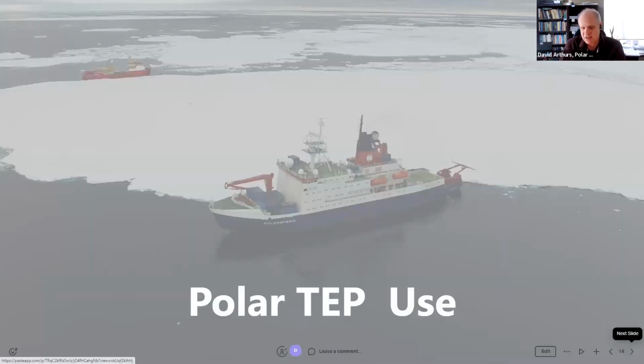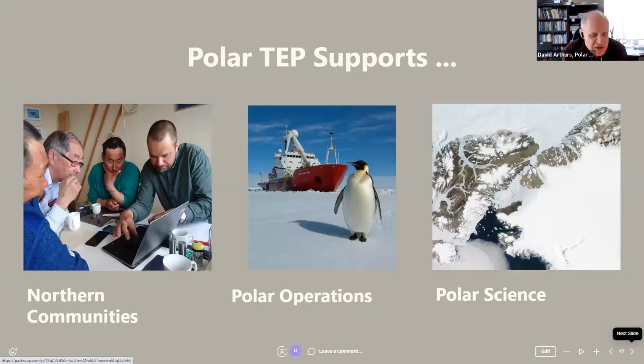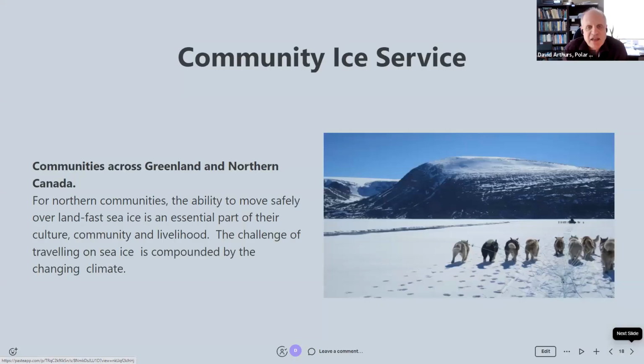So I wanted to just then focus a little bit on one use case. As I said, we support uses by northern communities, polar operations such as shipping, and then polar science. The use case I'm going to look at is in the northern community area. Polar View has been providing a community ice service now in the Canadian Arctic for 20 years. And this supports traditional ways of life and Inuit hunters going out on the ice to travel between communities and to hunt.